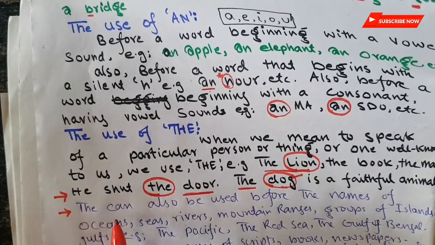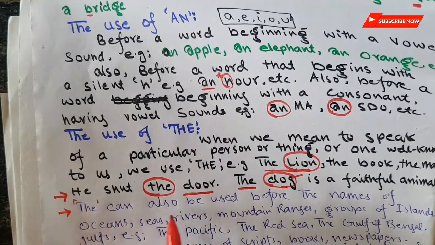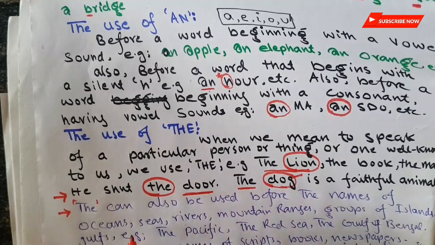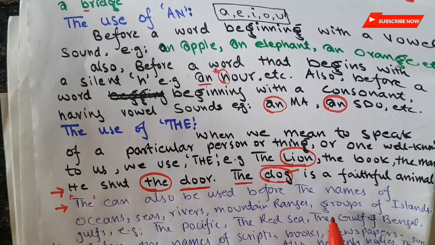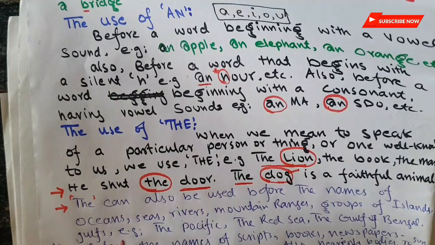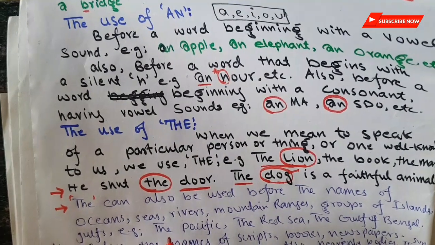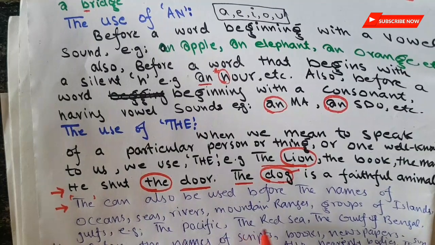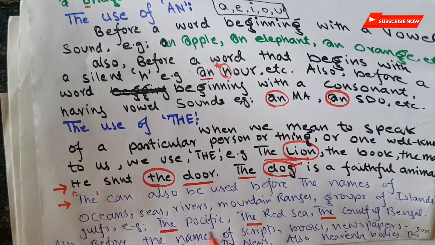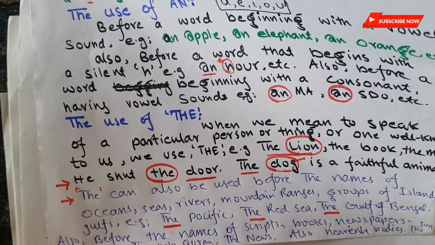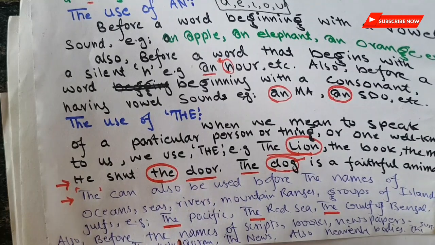And next, THE can also be used before the names of oceans, seas, rivers, mountain ranges, groups of islands, gulfs. For example, the Pacific, the Red Sea, the Gulf of Bengal. Because these are very famous names, we use the article THE before these words.